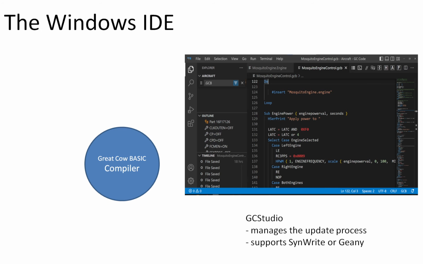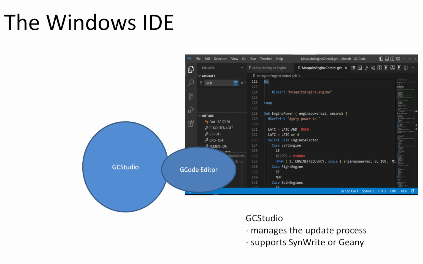Then there's the Windows IDE. I call it Windows IDE because there's more than one, and I'll explain that in a moment. You've seen one of them. You've seen GCStudio, and GCStudio is our latest release, which is a managed update program. That means it manages your environment, gets the latest updates, and applies them to your installation, and it includes a new editor called GC Code, which is based upon VS Code, which is multi-platform, which is why we did it.